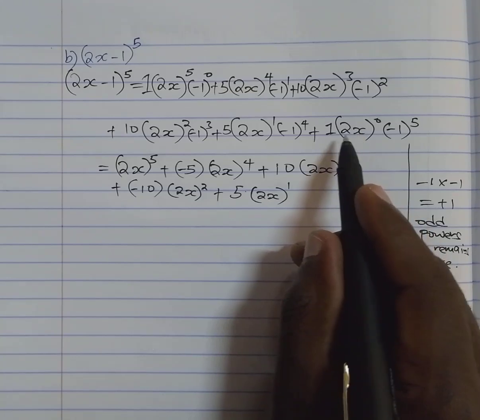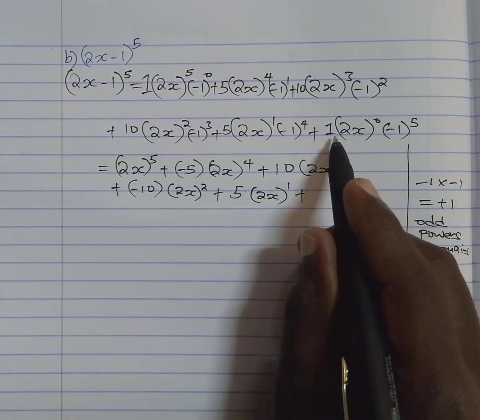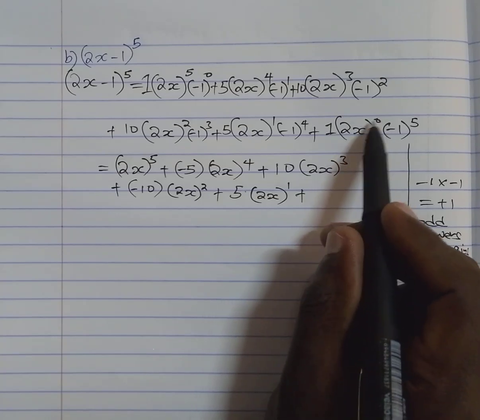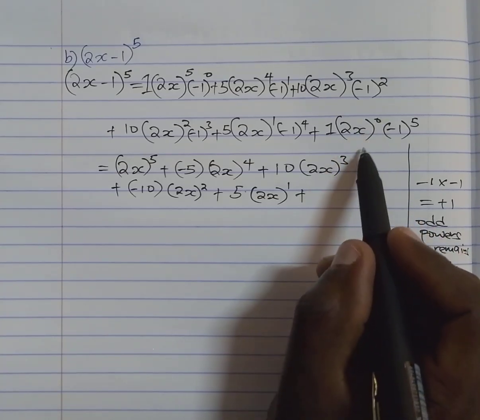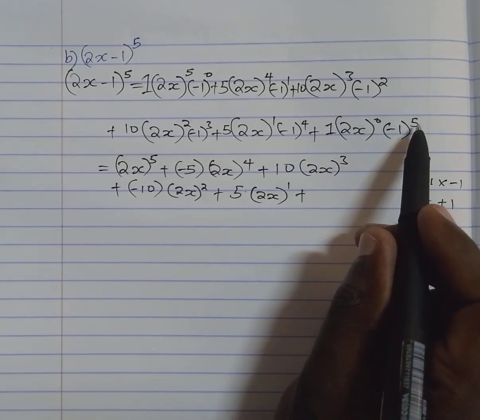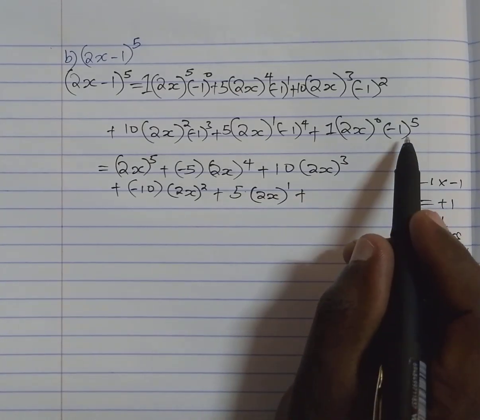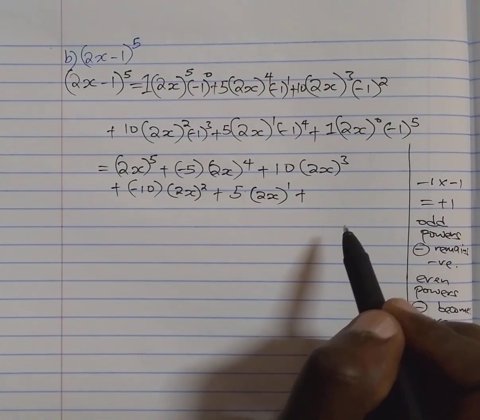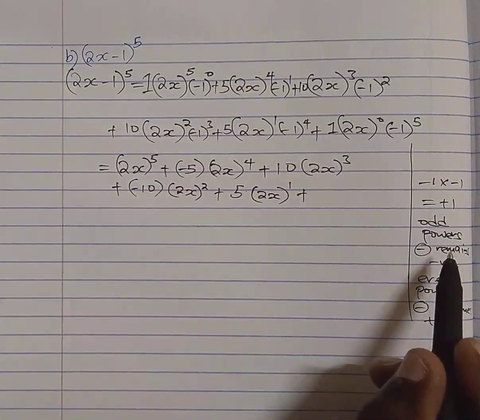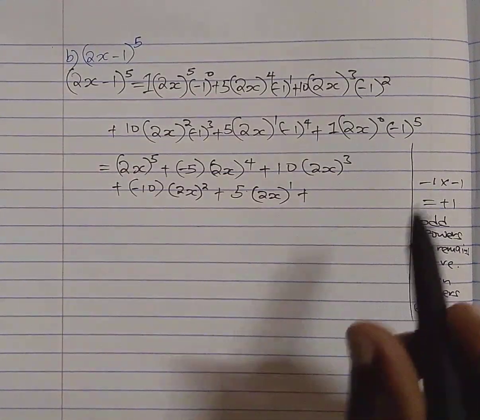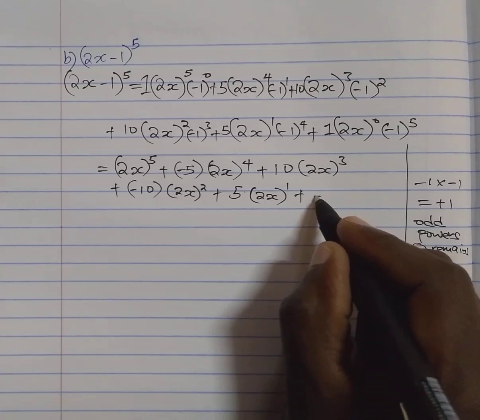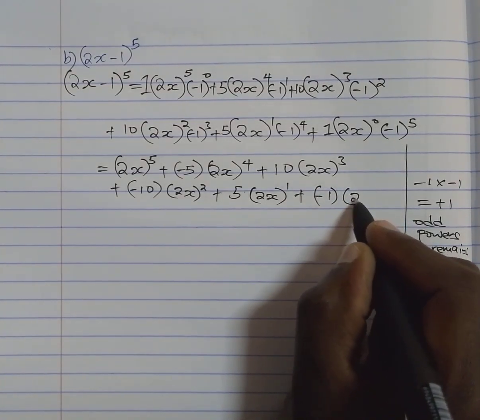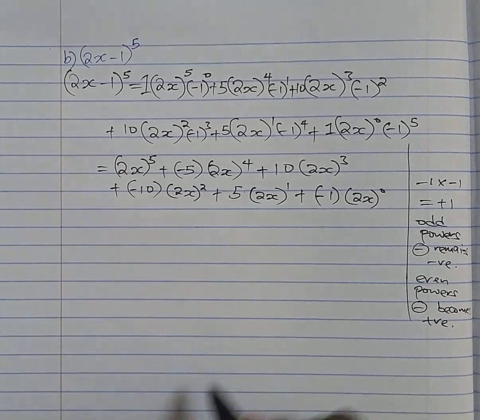And then finally we have this 1 multiplied by 2x to the power of 0. Any number raised to the power of 0 is 1, so this is going to be equal to 1. So we are going to remain with negative 1 raised to the power of 5. Negative 1 raised to the power of 5 is going to be negative 1 because the power is odd. For odd powers, remember that the negative remains negative. So this is going to be negative 1 multiplied by 2x raised to the power of 0.